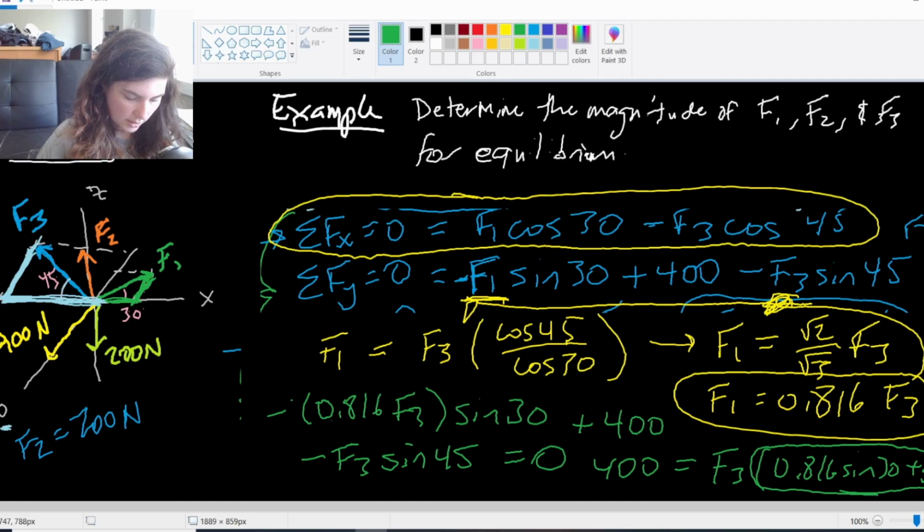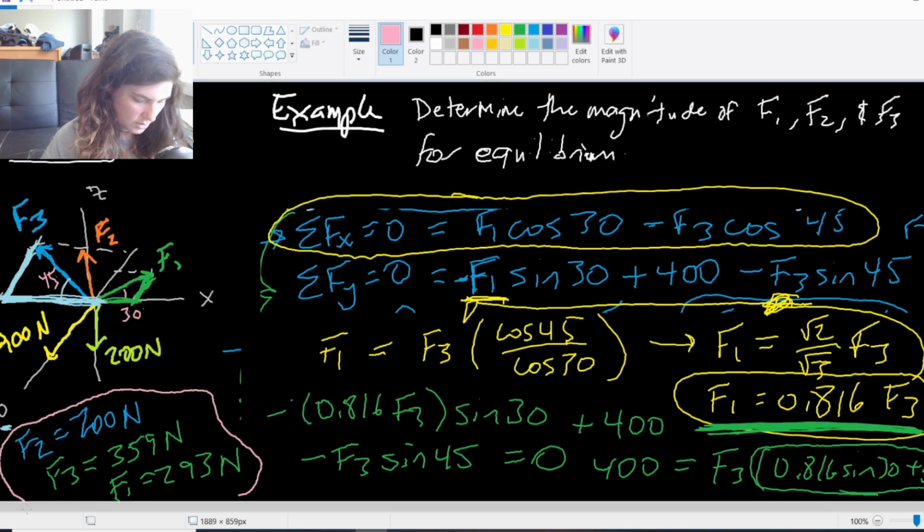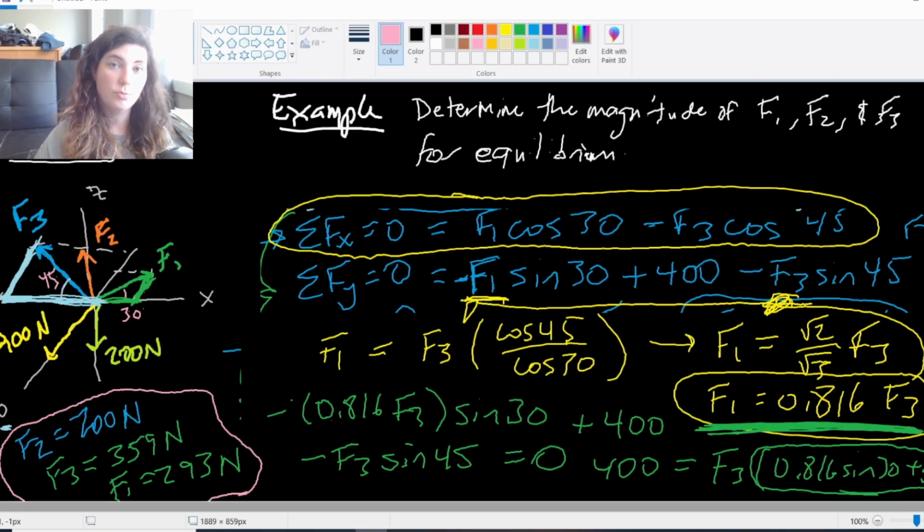We plug that into our calculator, and we're going to get F3 equals 359 newtons, which we can take and plug back into this relationship over here. 0.816 times 359 gives us F1 has a magnitude of 293 newtons. And this is our answer over here. All our question asked for was, what is the magnitude of F1, F2, and F3? And we found that through these systems of equations.